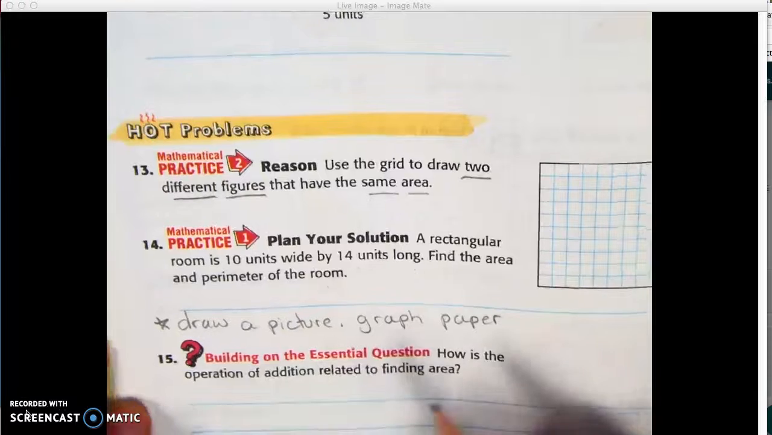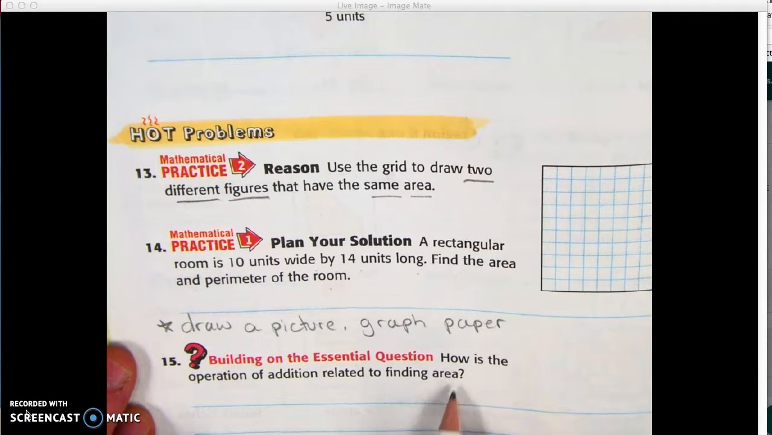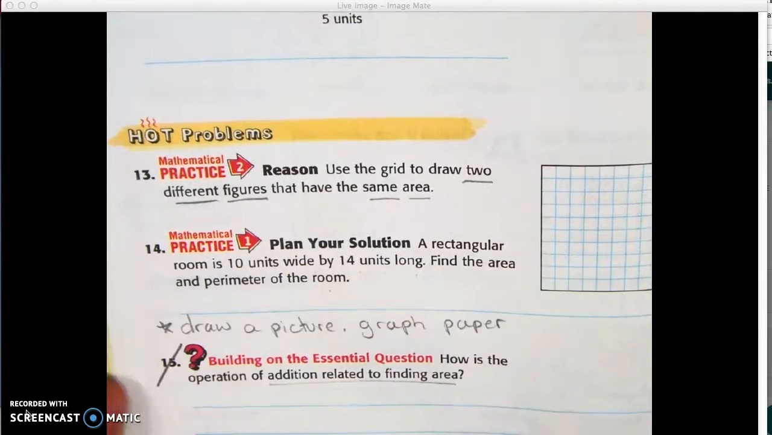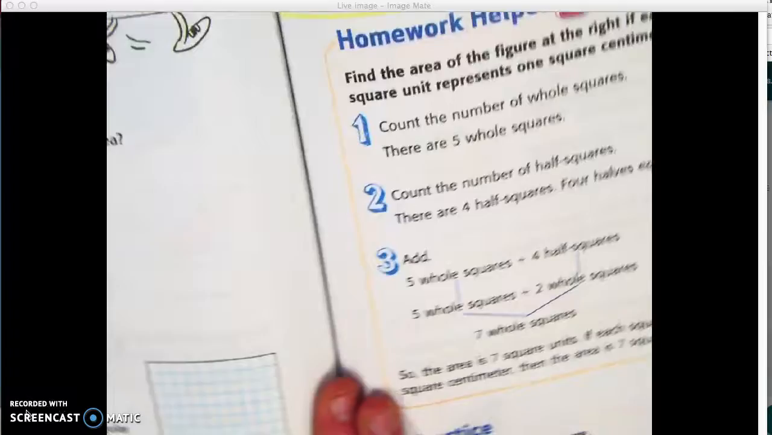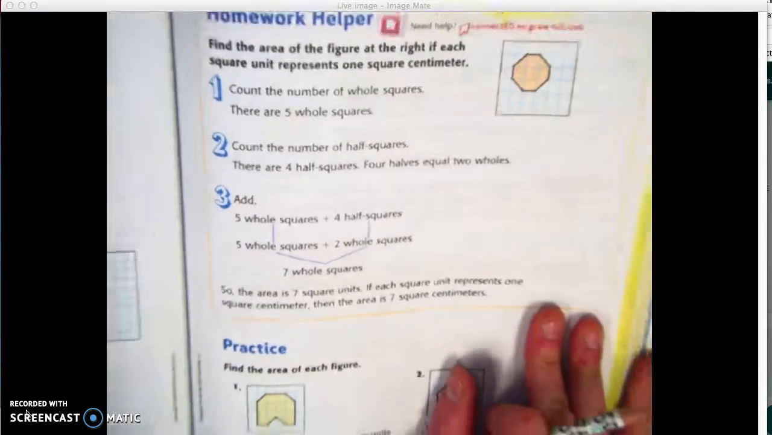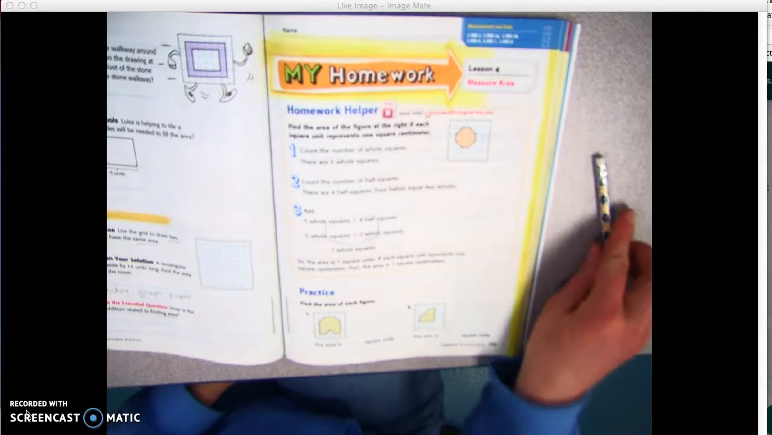All right, and finally, how is the operation of addition related to finding area? I'd like you to skip this problem. All right, go ahead and answer your problems, and these are on Kia as well.